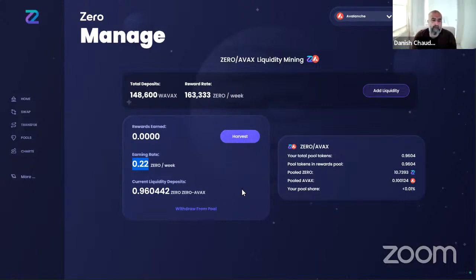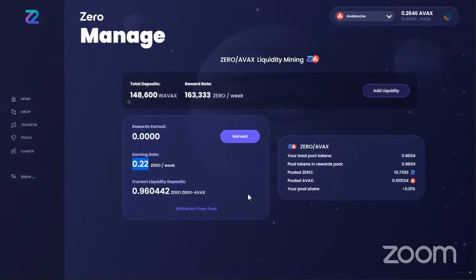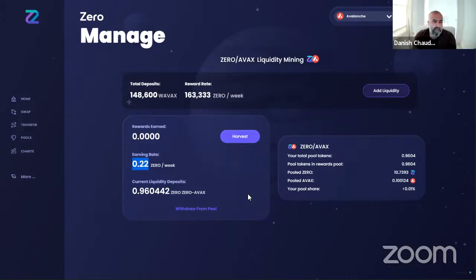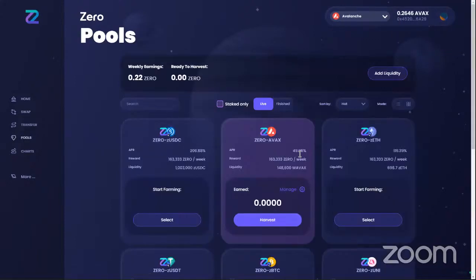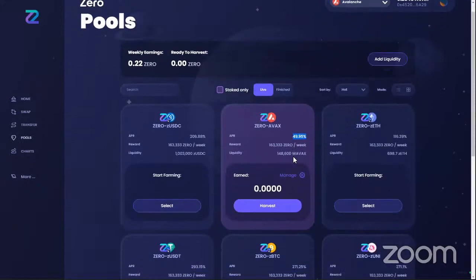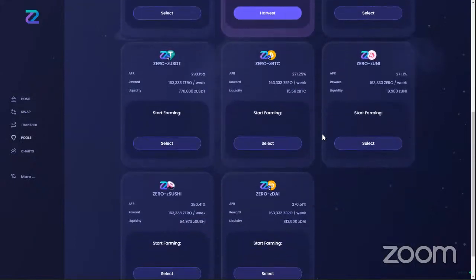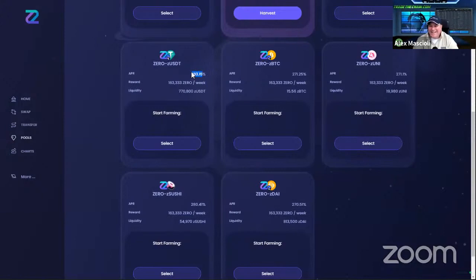So 10 ZERO is about what, like $2? Yep. 2.4 bucks right now, and you'd be earning, so that's a pretty good return on a weekly rate. No, actually, not bad. That pool was only 50%. Okay, again, I shouldn't be showing this. These are internal numbers we've had.